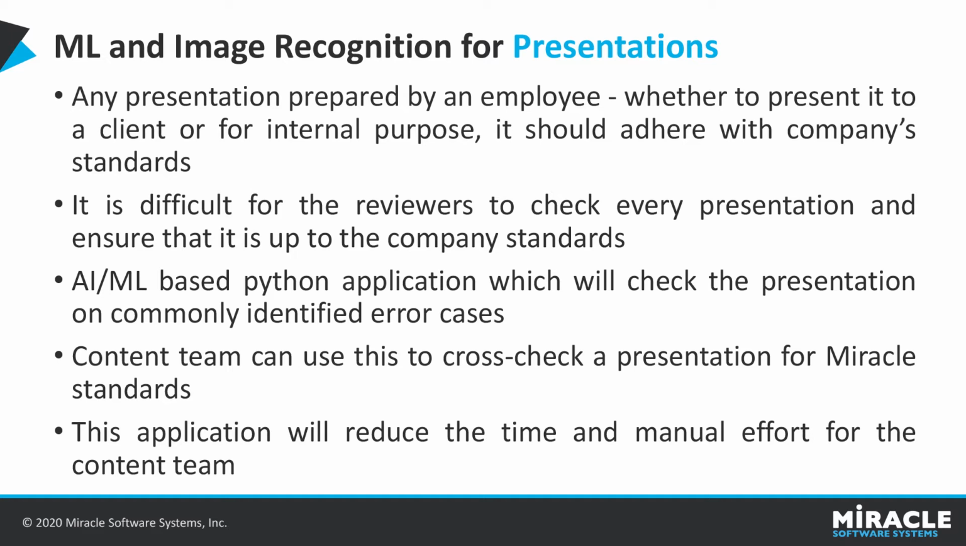So we have built an AI ML based Python application to find the common mistakes in presentations. We have taken a set of 7 mistakes and built the application in such a way that if there are any such mistakes included in these 7, the application should be able to find them and show them to the reviewer. This will help reduce the time of checking the presentation, and this time can definitely be used for a more tedious task.